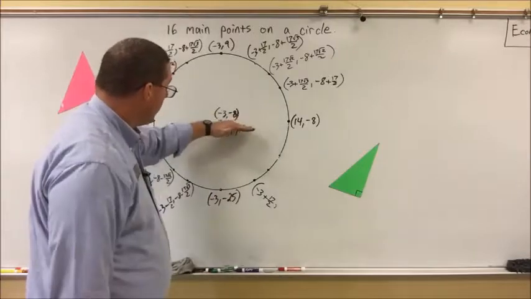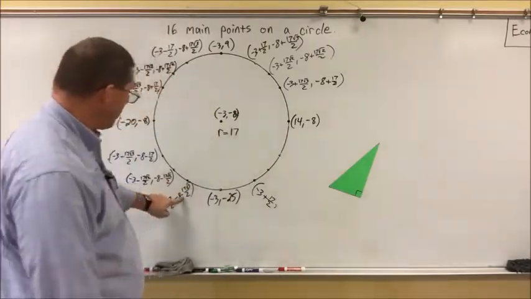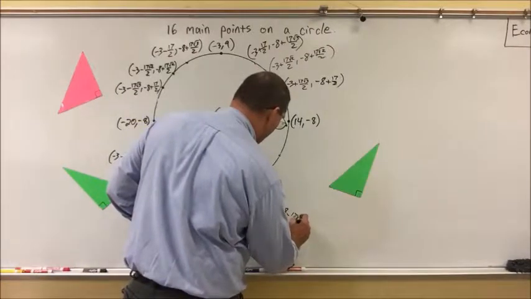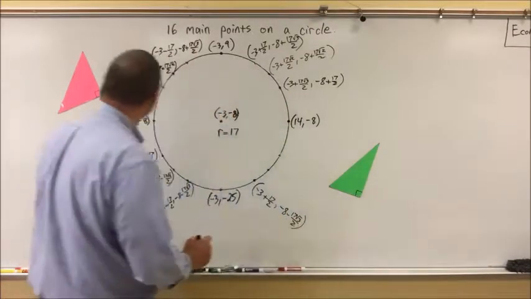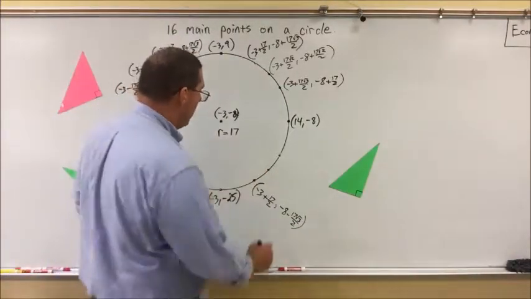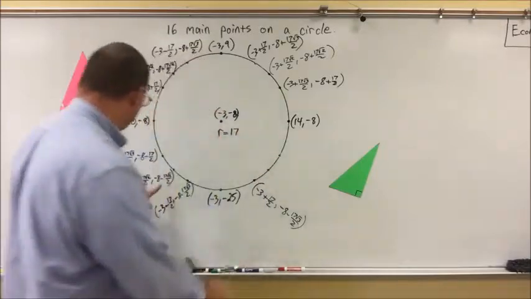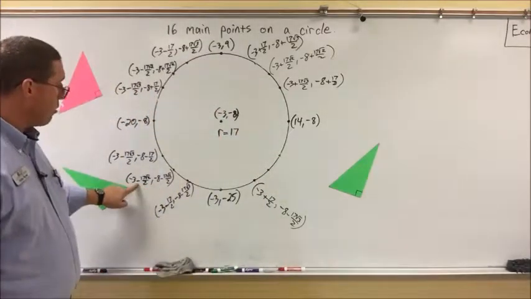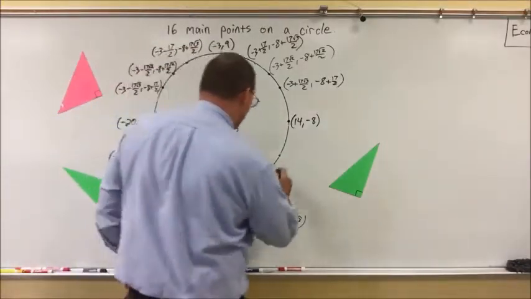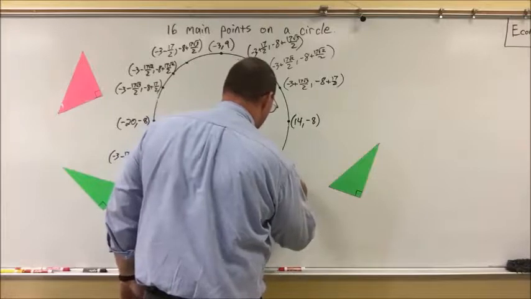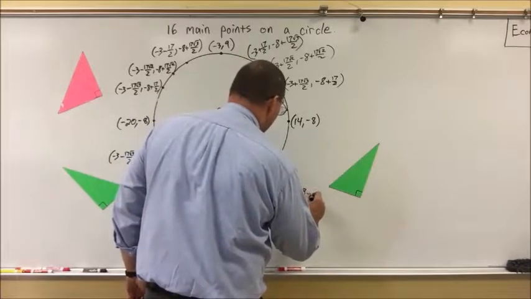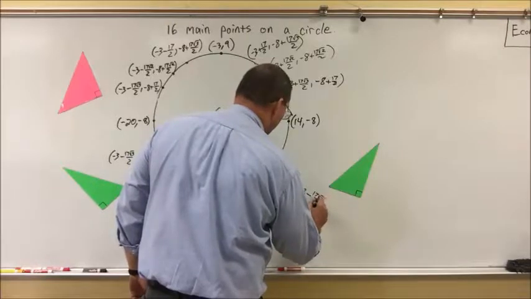The y-coordinate is below the center, so it's going to be subtracted again, just like this one is. So it's going to be negative 8 minus 17 square root of 3 over 2. Right? This one is at a 45-degree reference angle. So it's going to be just like this one over here, but the x-coordinate is going to be added instead of subtracted because it's to the right of the center. So it's going to be negative 3 plus 17 square root of 2 over 2, comma, negative 8 minus 17 square root of 2 over 2.